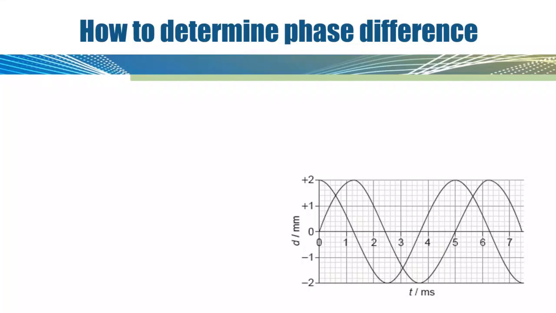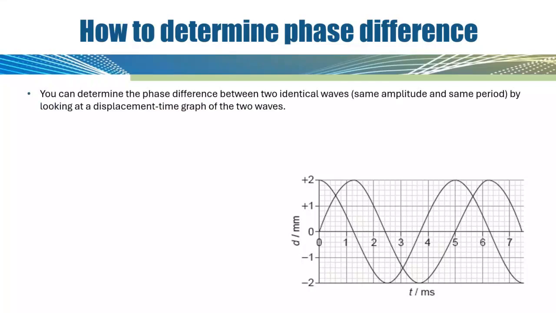In this video, we're going to discuss how to determine the phase difference between two identical waves. You can find the phase difference between two identical waves that have the same amplitude and same period or frequency by looking at a displacement time graph of the two waves, like the picture that is shown here.